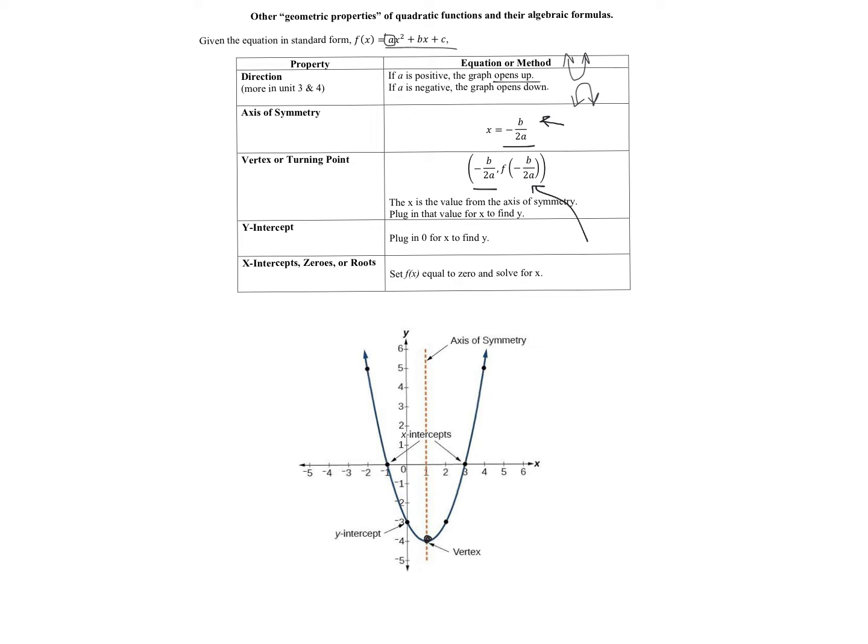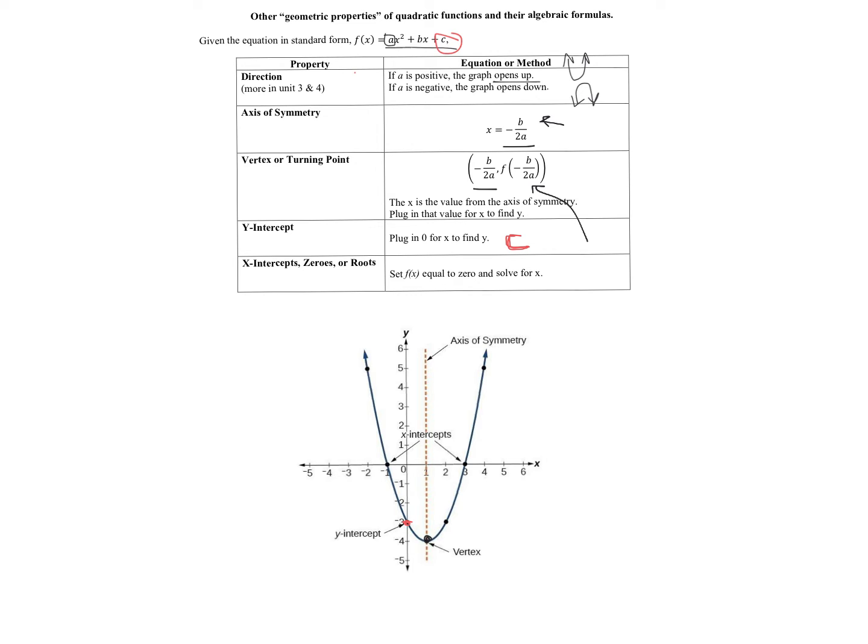Another property we have that we've already talked about is the Y-intercept. So basically just like any graph, we're going to plug in 0 for x to find y to get the Y-intercept. Another property of a quadratic function is that the c value is always the Y-intercept. Basically when we plug in 0, ax squared and bx go away and we just have c.